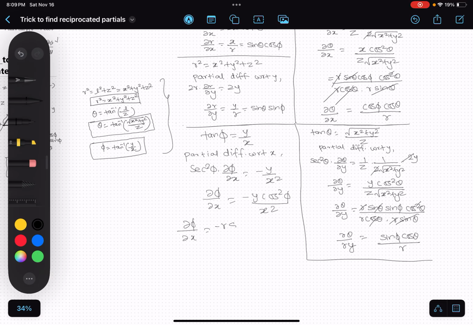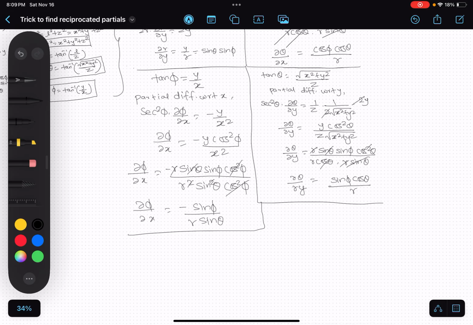This is minus r sine theta sine phi cos square phi divided by r square sine square theta cos square phi. This cancels out. One of the sine square theta cancels out, one of the r cancels out. So dφ/dx will just be minus sine phi by r sine theta. That's it. Yeah, that's right. And now the last one.